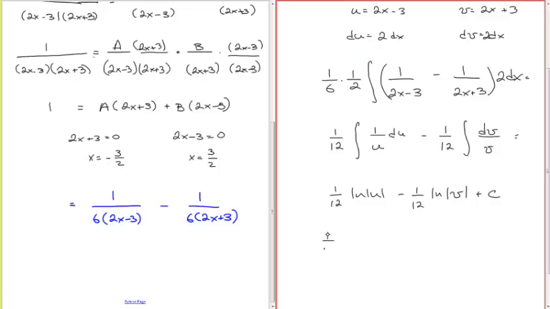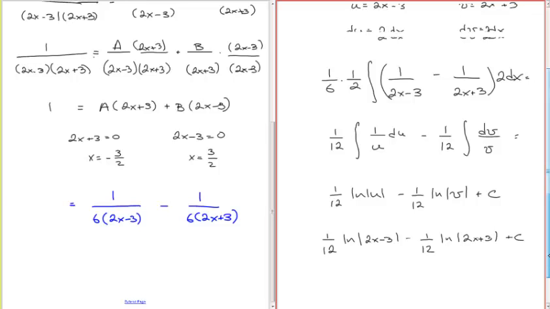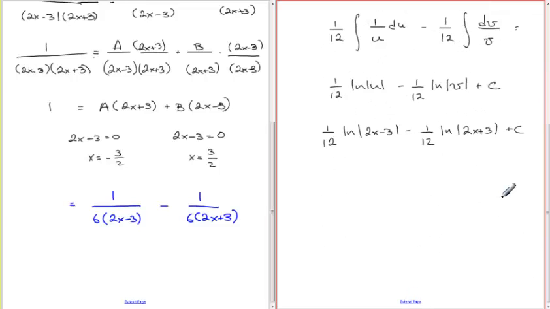So we'll have 1/12 the natural log of the absolute value of 2x minus 3, minus 1/12 the natural log of the absolute value of 2x plus 3, plus c. And that could be just about right. We can do two more steps.